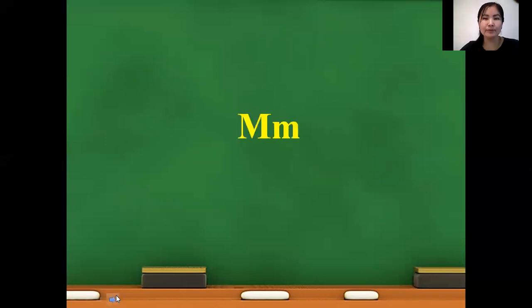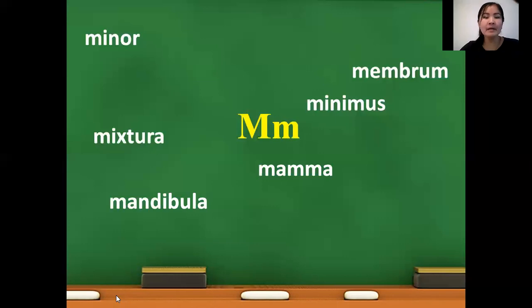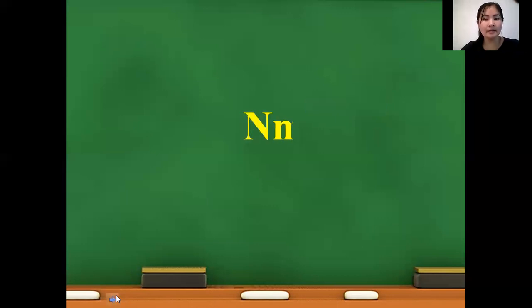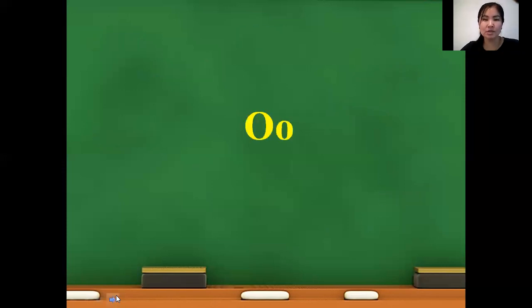M, sound M. Minor, membrum, minimus, mixtura, mamma, mandibula, medialis. N, sound N. Niger, nasus, neuron, nodus, nervus, nux, necrosis.